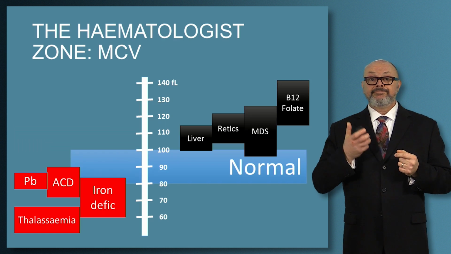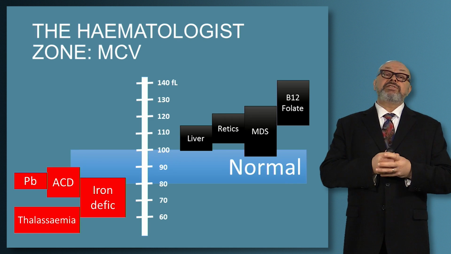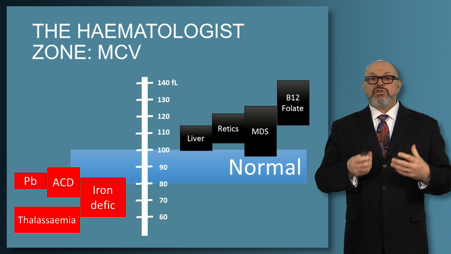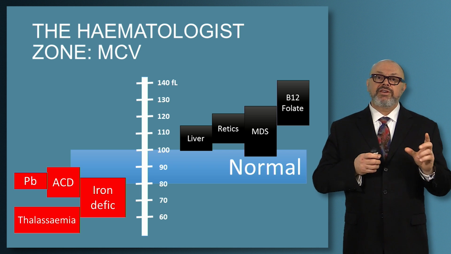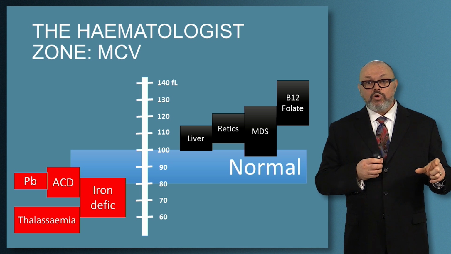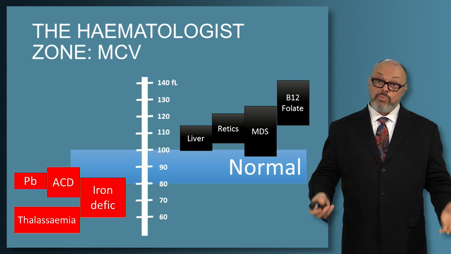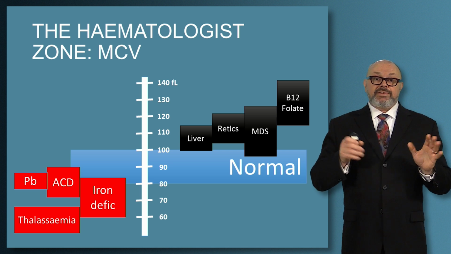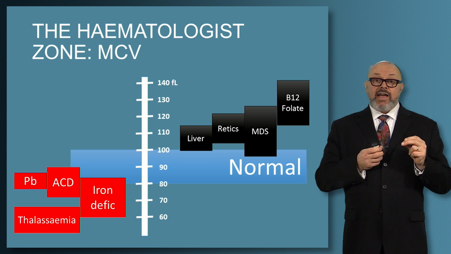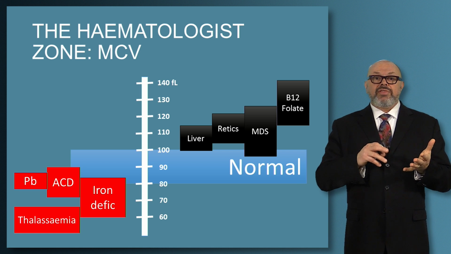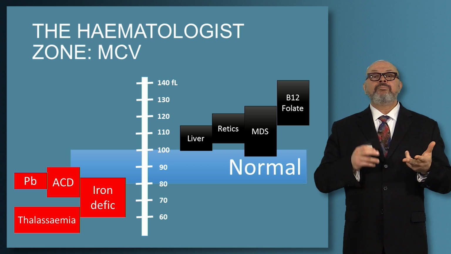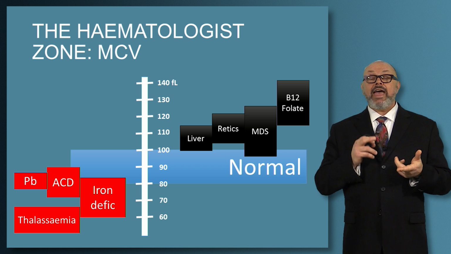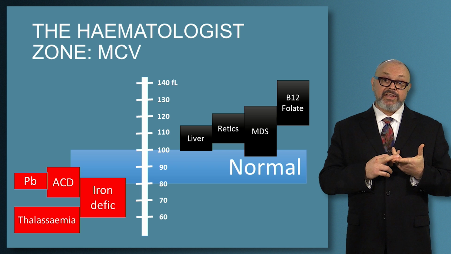distribution width. So MCV, mean cell volume, is a measure of the average size of red blood cells. And we've already encountered conditions where the red blood cells are abnormally large or abnormally small. This summarizes. When the MCV is high, greater than 100, you should think of liver disease, increased reticulocyte count, myelodysplastic syndrome, and B12 and folate deficiency.